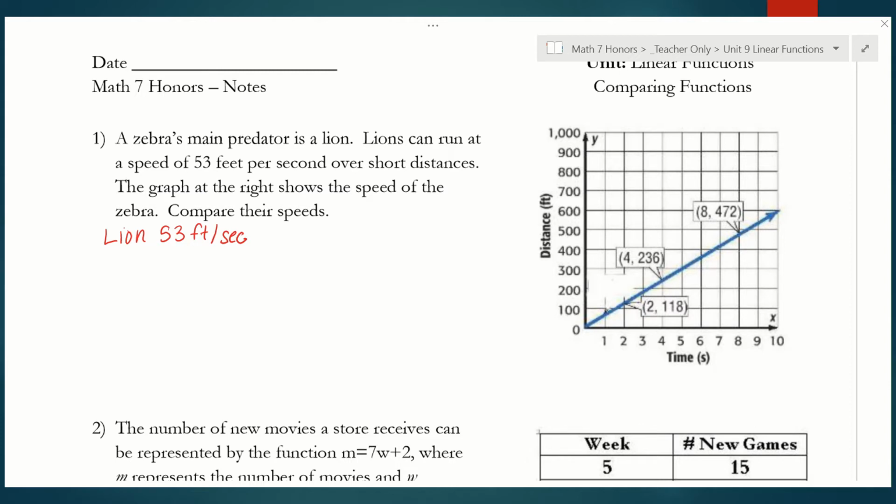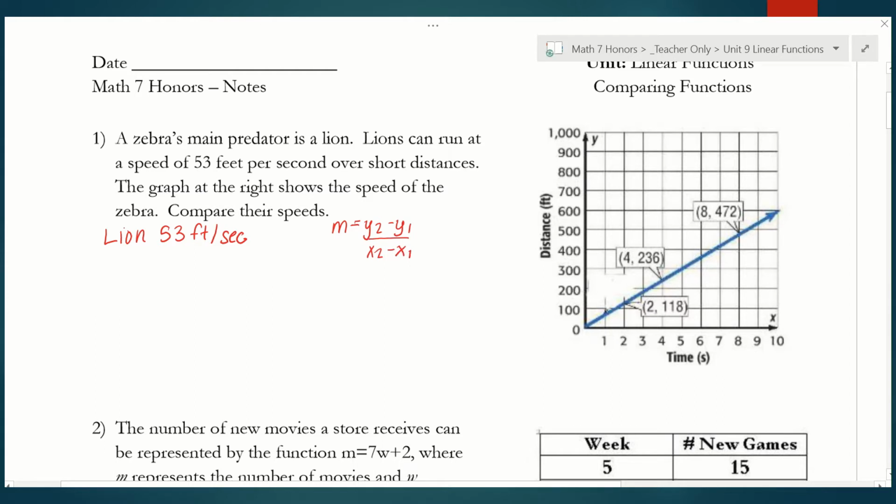One way we can do this, given a graph, is we can count the rise over run, which in this case is not as easy to do because the points that we're given are not nice points to count rise over run. And so I would recommend we use the slope formula. Just as a refresher, the slope formula is y2 minus y1 over x2 minus x1.